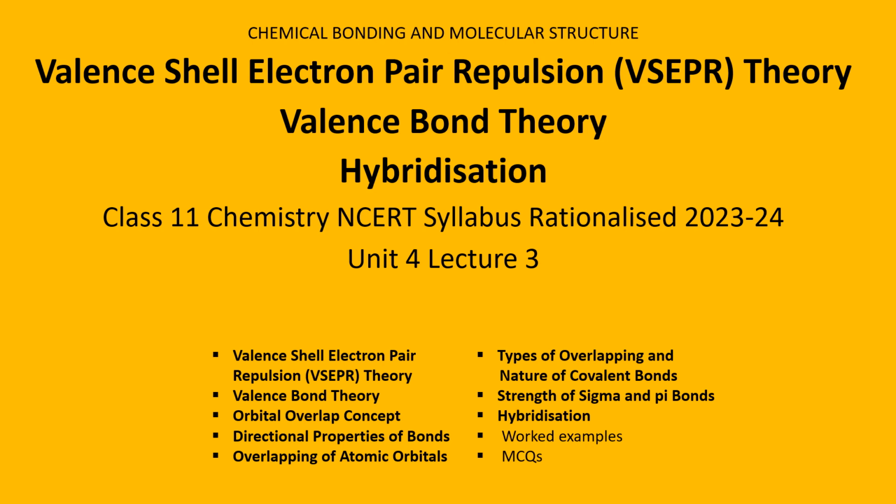In this section we will study valence shell electron pair repulsion (VSEPR) theory, valence bond theory, the orbital overlap concept, directional properties of bonds, overlapping of atomic orbitals, types of overlapping and nature of covalent bonds, and the strength of sigma and pi bonds. In the end we have also included a section on hybridization. We will answer some multiple choice questions also.